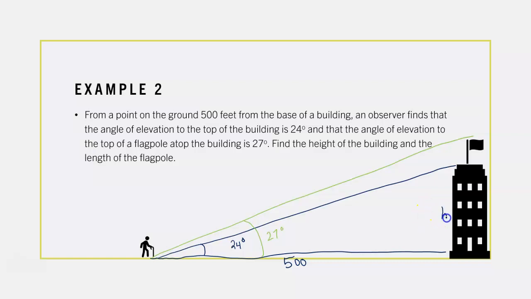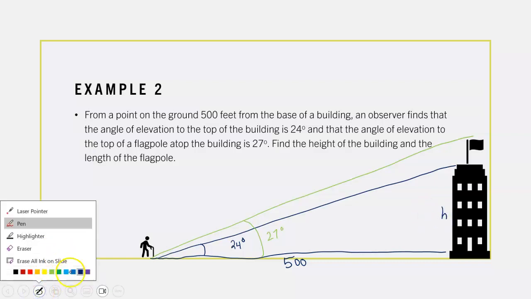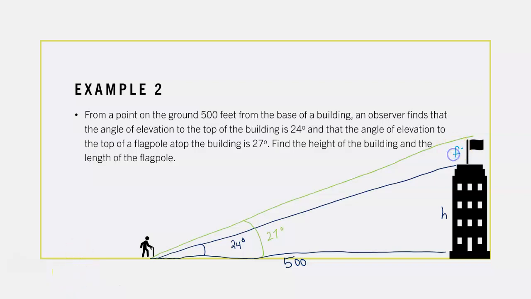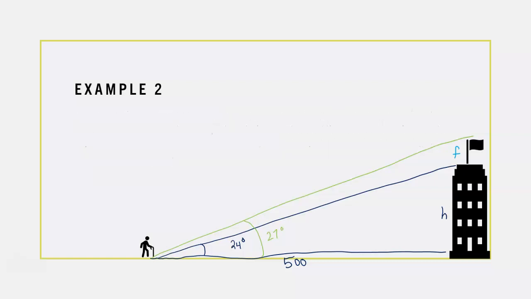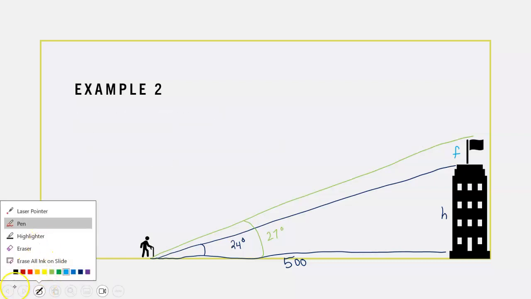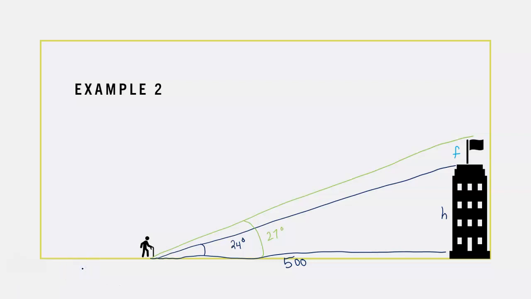So I'm going to call H the height of the building, and I'll call F the height of the flagpole. Okay, so to start with, I should be able to find the height of the building using that smaller triangle. So that would be opposite and adjacent. So I'm going to use tangent of 24 is equal to H over 500. So H is going to be 500 times tangent of 24.